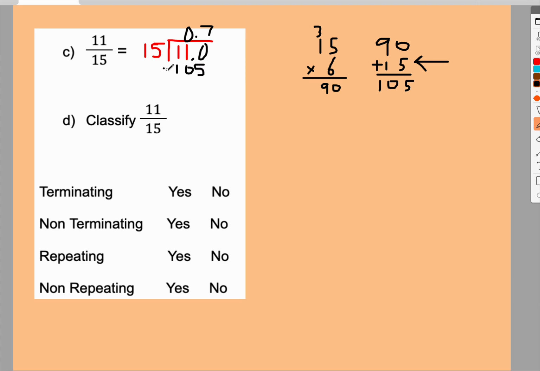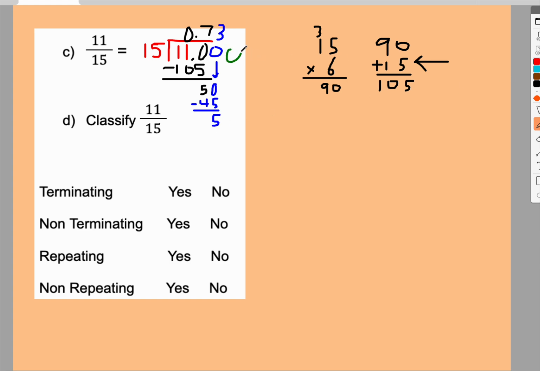Sometimes I just need some extra space to do some work. Okay, subtract that. 110 minus 105 is 5. Use a different color. Let's make another 0 here. Drop it down. 15 goes into 50. 15 and 15 is 30. Another 15 is 45. So that's 3. 3 times 15 is 45. Now if we run out of room, we might need to rewrite this. But I get 5 when I subtract.